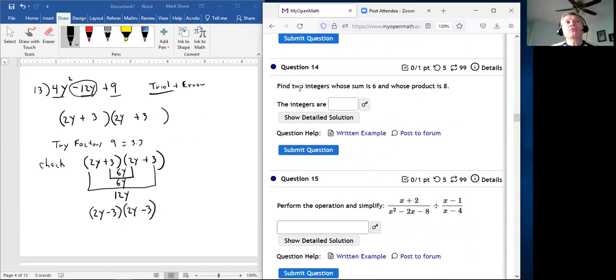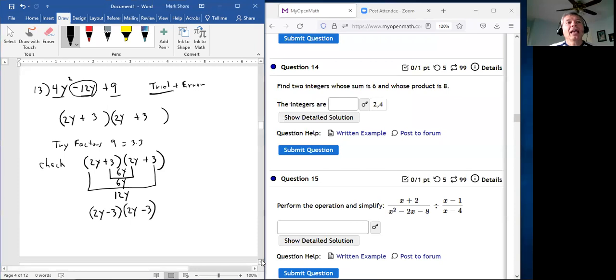So this says find 2 integers, but really we're just meaning whole numbers. What 2 whole numbers add up, when they say sum, that means add up to 6. Yes. But they multiply to give you 8. Can you think of those 2 numbers? 2 and 4. Done. 2 and 4. You just list them there with a comma in between. And that's the type of thing.